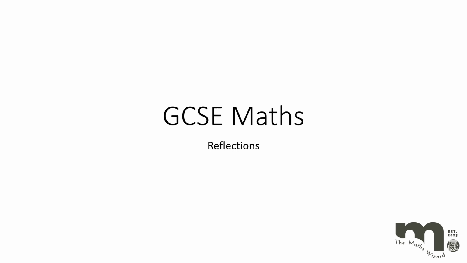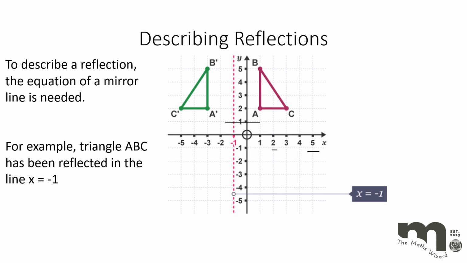Now anything that's y equals a number would be going horizontally from left to right. So if you were going all the way across there, that would be y equals 1. If you were going along here, that would be y equals 5.